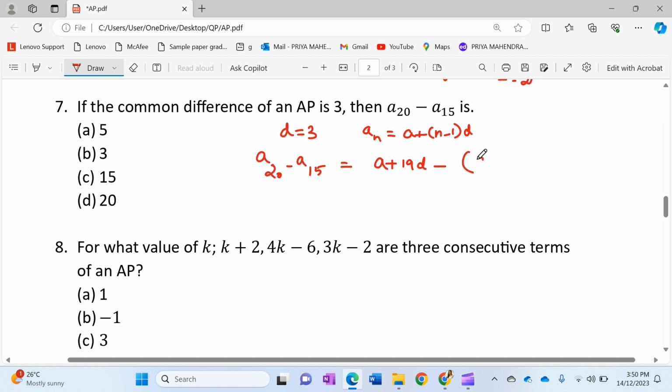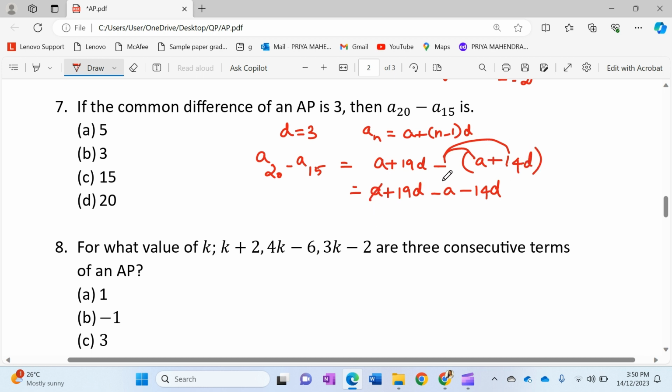So A15 will be A plus 15 minus 1, which is 14D. So now you evaluate the negative sign, minus A minus 14D. Please be careful whenever you're subtracting the algebraic expression. Make sure to enclose the second expression inside the bracket.